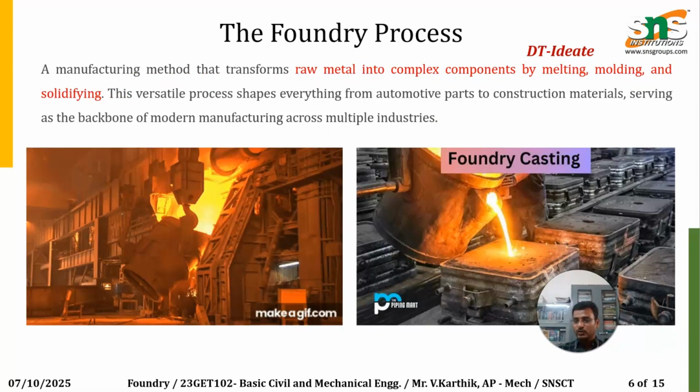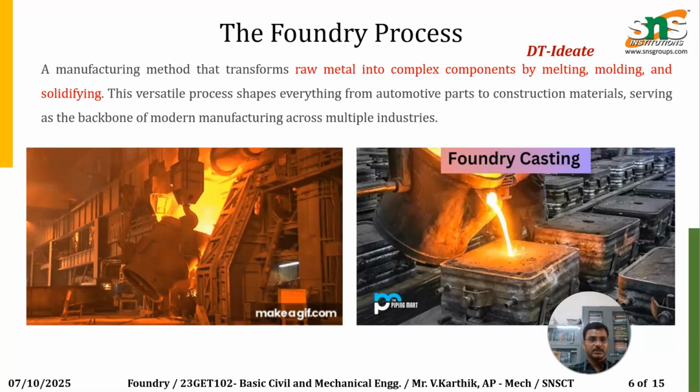Foundry operations. Now we're going to see in detail about the foundry operations, in which raw metal is converted into complex components by melting, molding, and then solidifying. This is a versatile process, from all the automotive parts to the construction materials; this is one of the backbones used in the manufacturing industry.